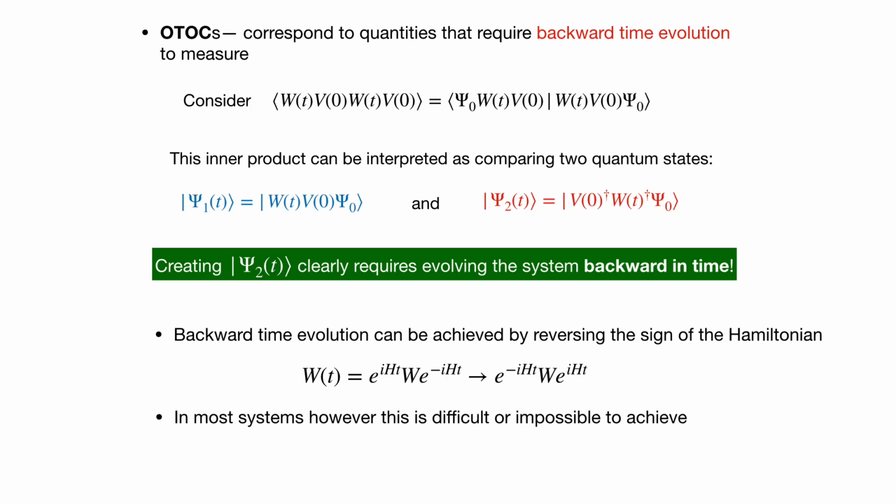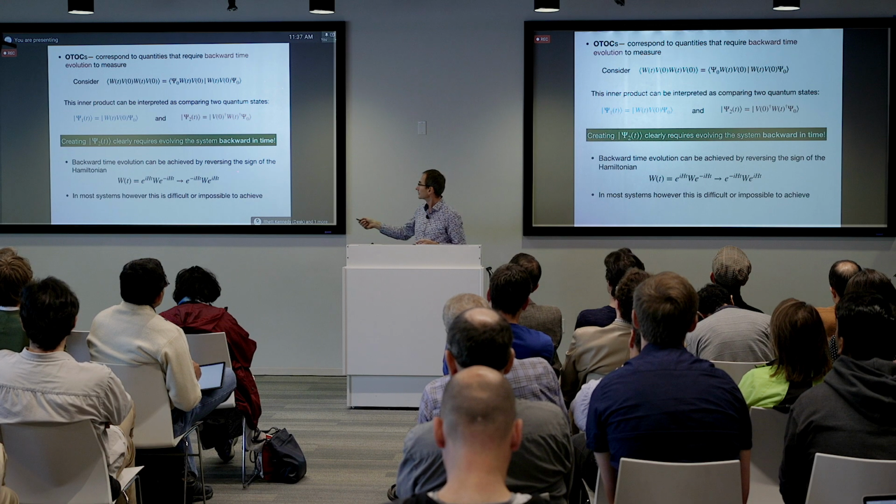Well, in some systems where we have lots of control over all the microscopic degrees of freedom, one can reverse the sign of the Hamiltonian, and then forward time evolution with this minus H looks like backward time evolution, which is written down here. But in most systems, especially in solid state systems, this cannot be done, right? The Hamiltonian of a solid is what it is. You cannot reverse its sign.